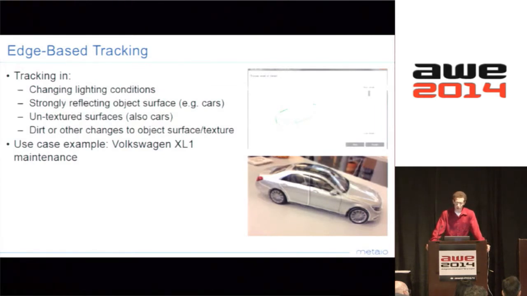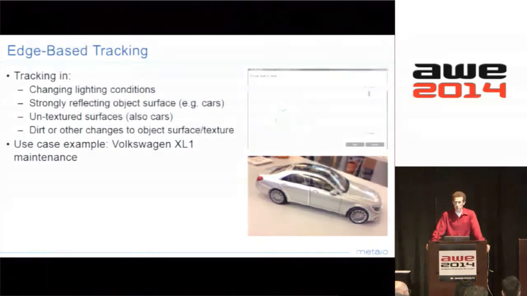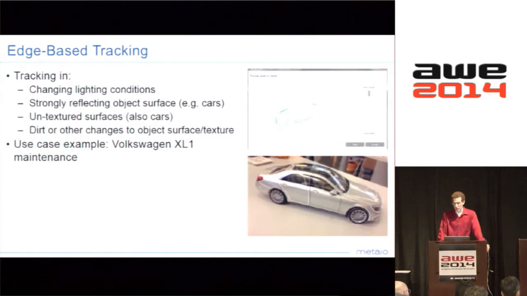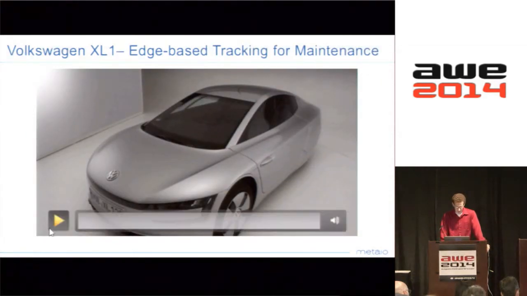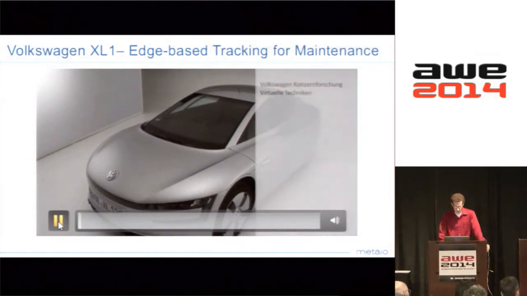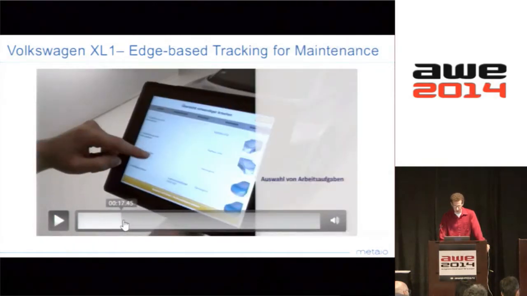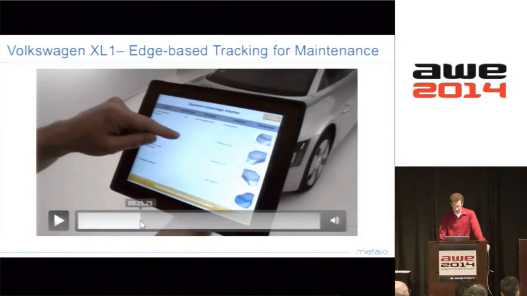So the solution that we came up with for this example was to do edge-based tracking, where we recognize the edges of the car features and then create a CAD model that embodies those edges and use that to track. So I'll show you a video of that in action. So this first part just has the user selecting the options they want.